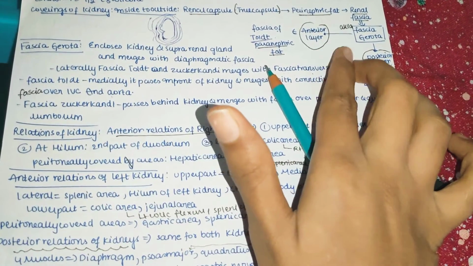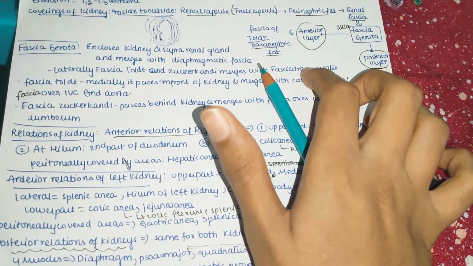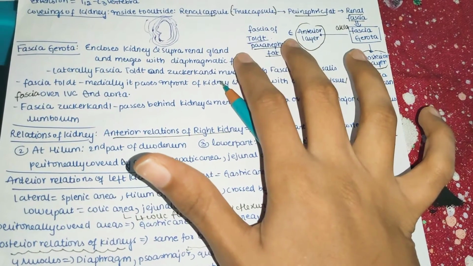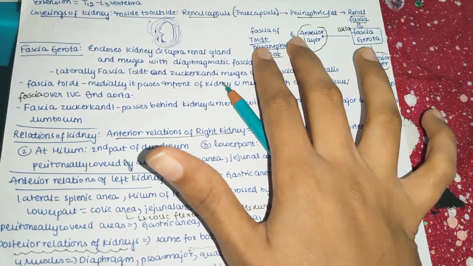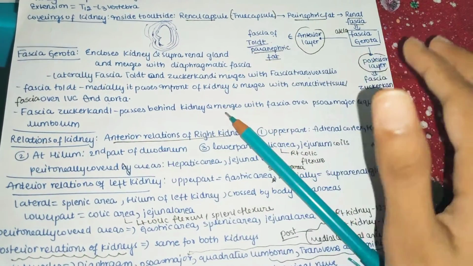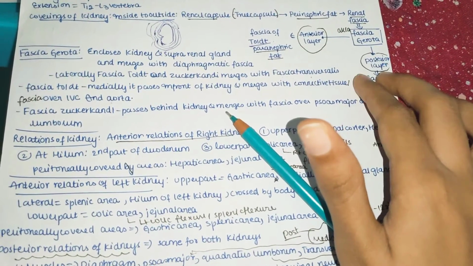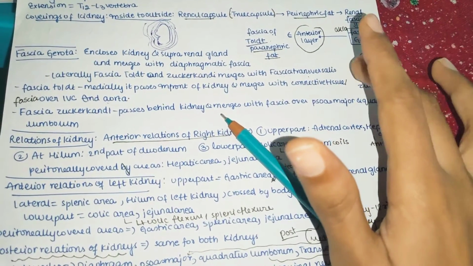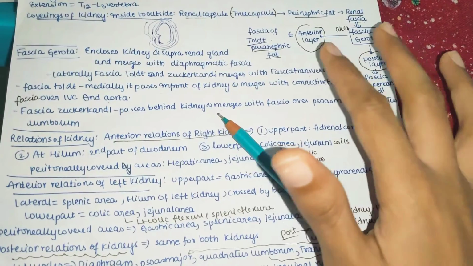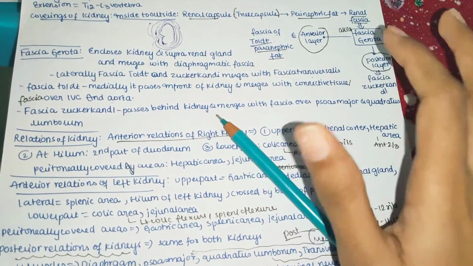Both layers together will go laterally and fuse with fascia transversalis, and this anterior layer alone will go and fuse with the inferior vena cava and aorta, whereas this posterior layer will go and fuse with the psoas major and quadratus lumborum muscle. So these are the important points of fascia Gerota.